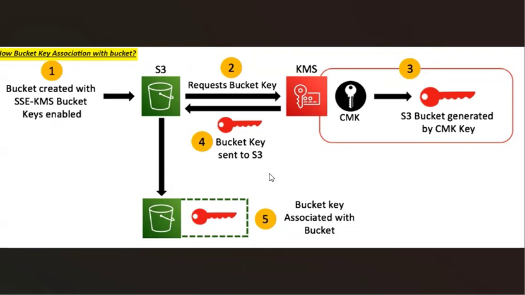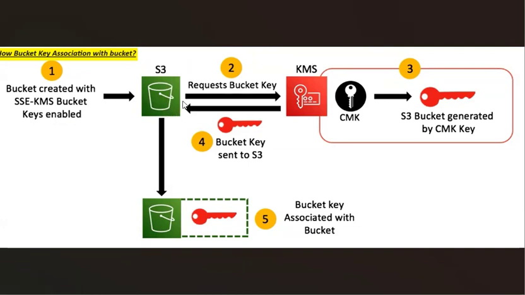So how do we generate this bucket key? First, we need to enable the bucket key at your bucket. So first we open our S3 bucket and enable the server-side encryption KMS bucket key. Let's say I enabled the server-side encryption KMS bucket key at my S3 bucket. Now, whenever you enable that, your bucket will request KMS to generate a bucket key.